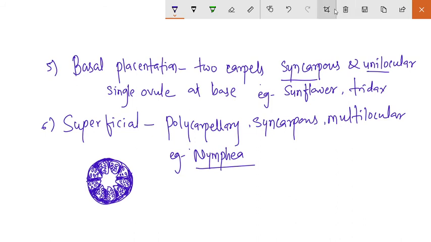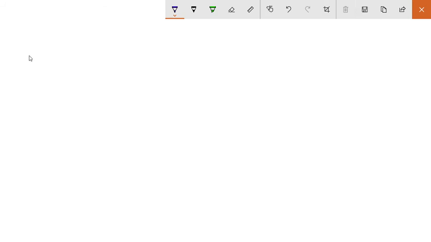Okay, so how many types of placentation? Number one, that is marginal. The ovules are present at the margins or at the ventral suture. Where the two margins are united, it produces the ventral suture, and along that ventral suture the ovules are present. So that is the marginal placentation.